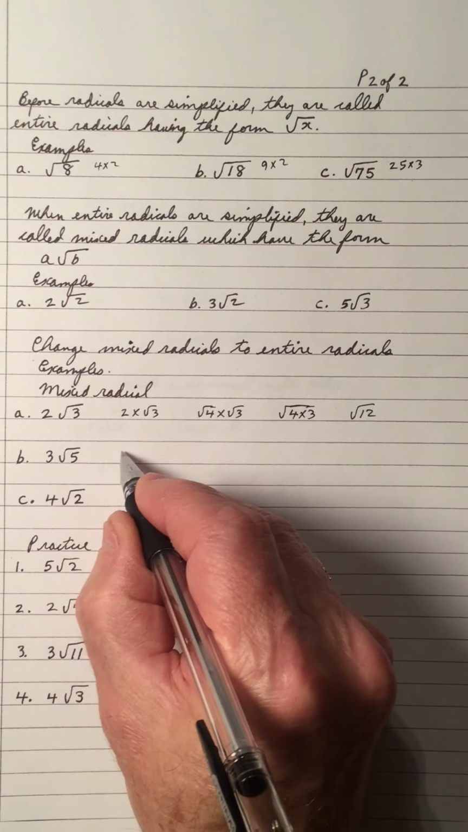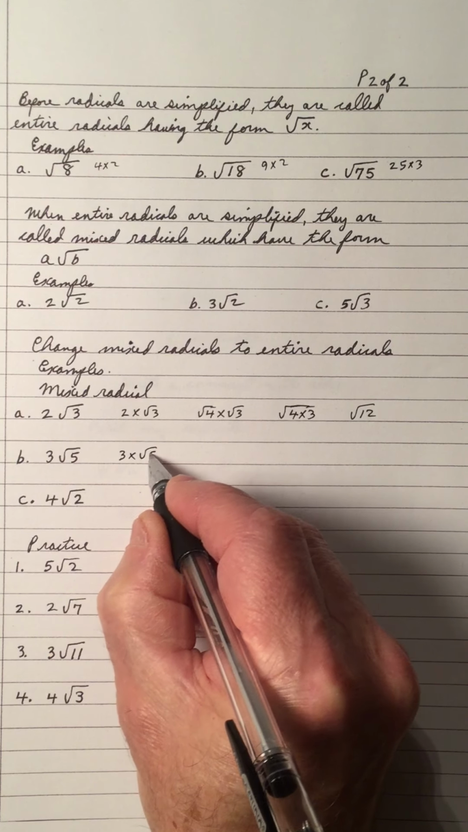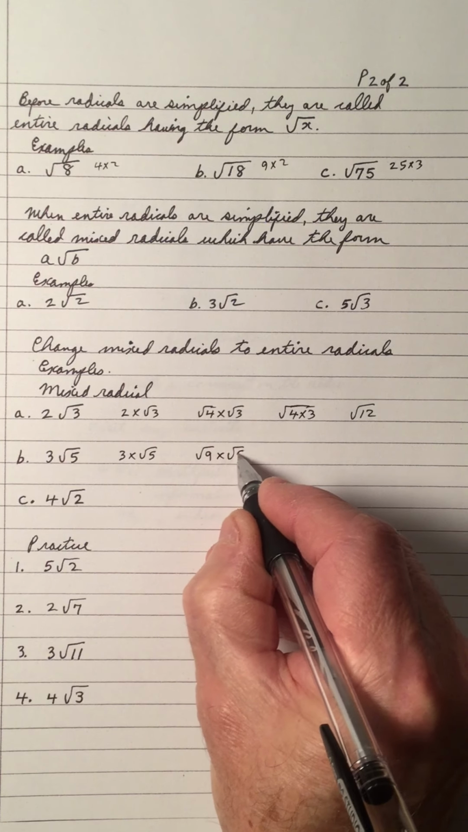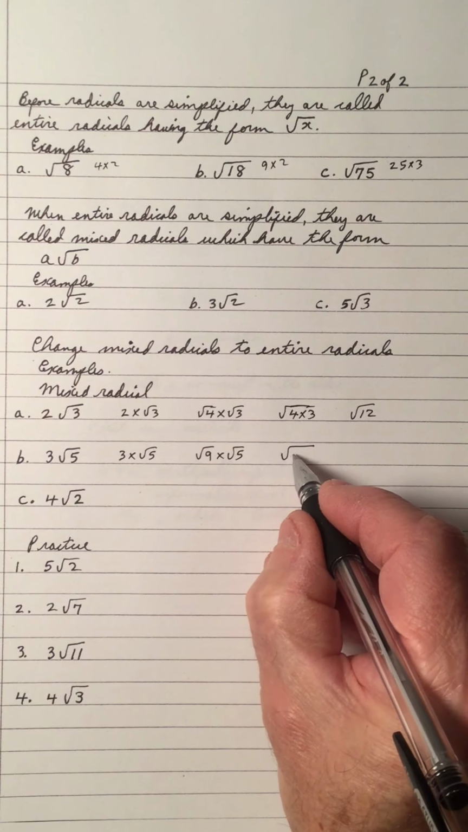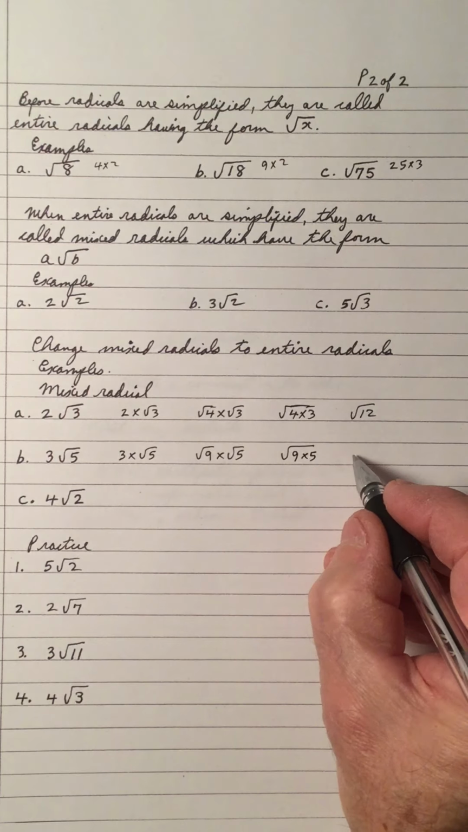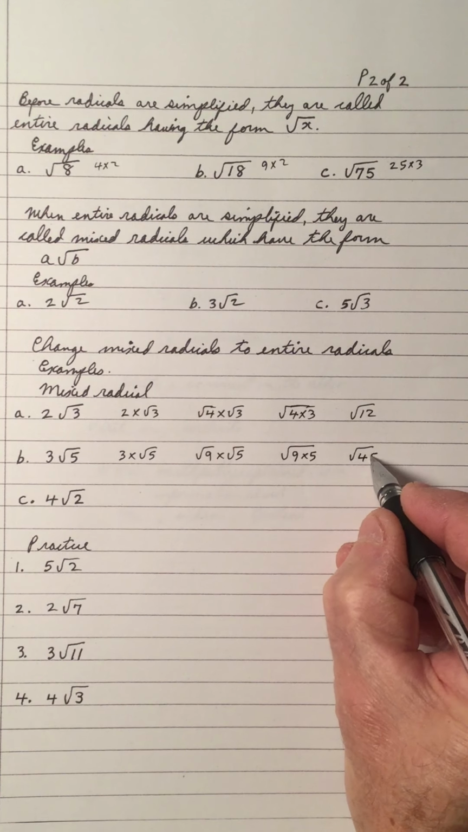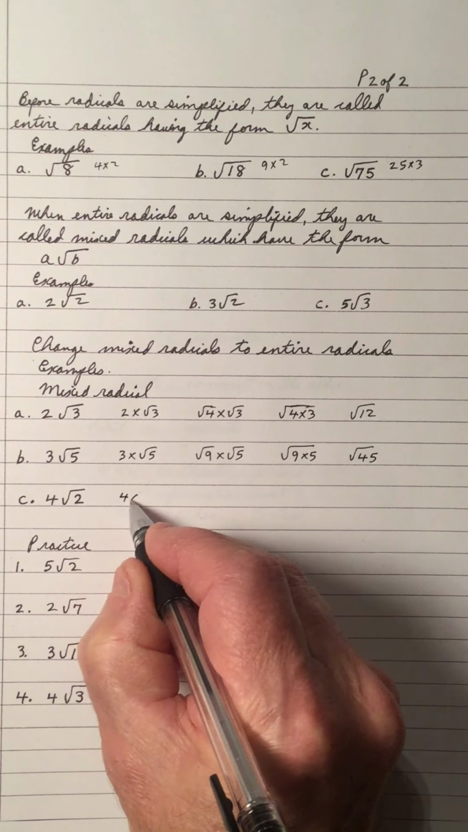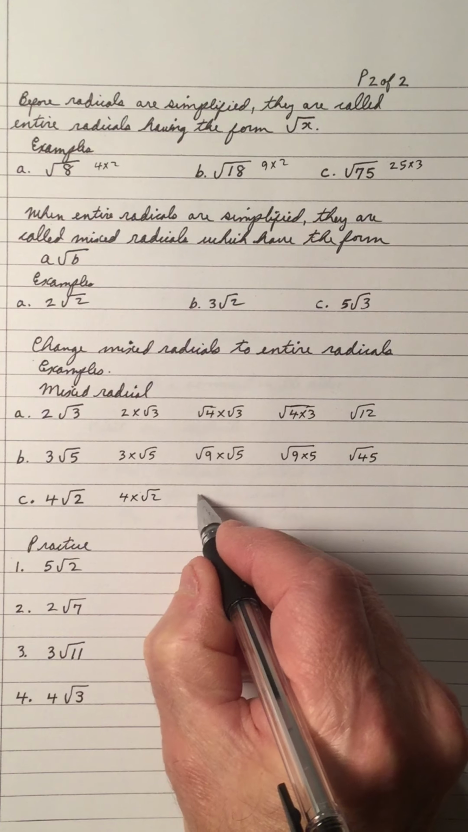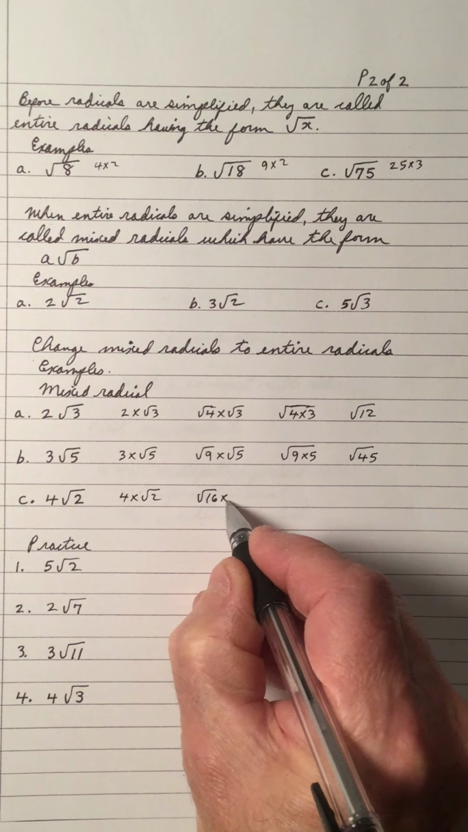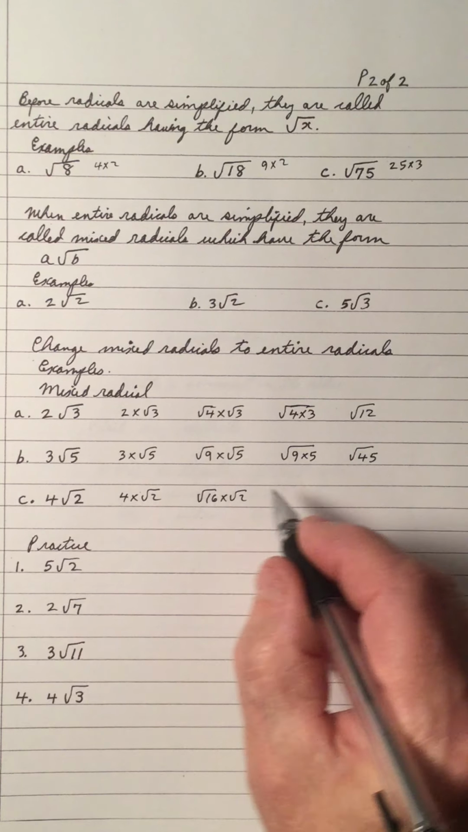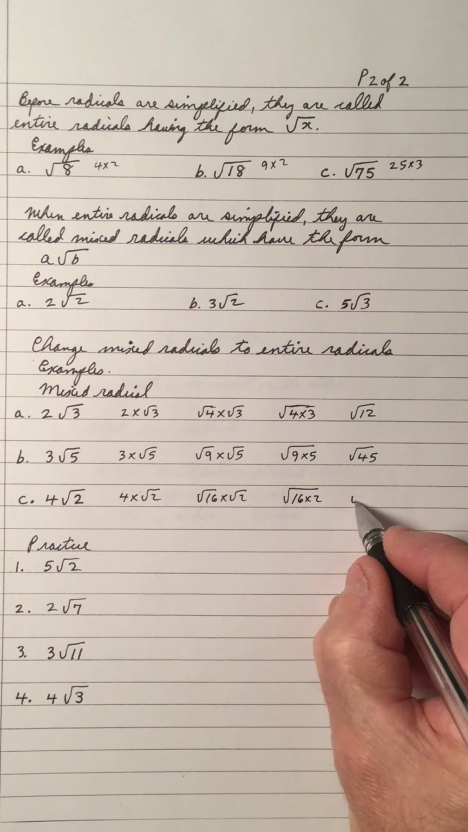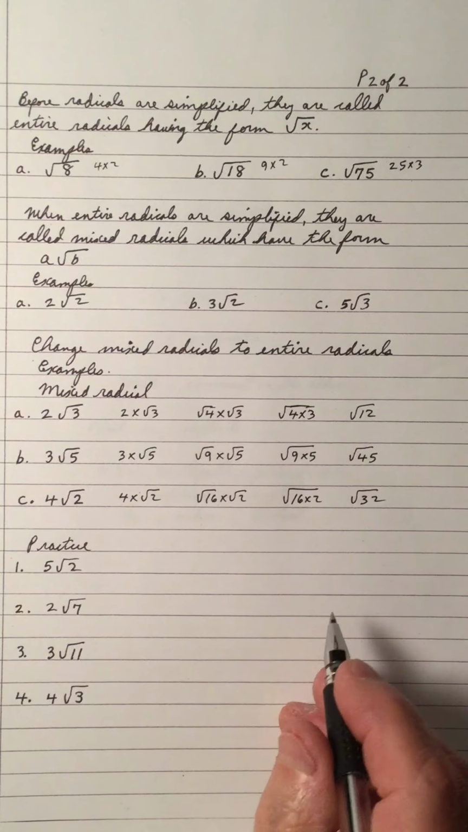So 3 root 5 is 3 times root 5. And 3 is the square root of 9 times root 5. And that's the square root of 9 times 5. And that's root 45. 4 square root 2 is 4 times the square root of 2, which is root 16 times 2. Square root of 16 is 4. And that's 16 times 2 on the inside. And that gives us root 32.